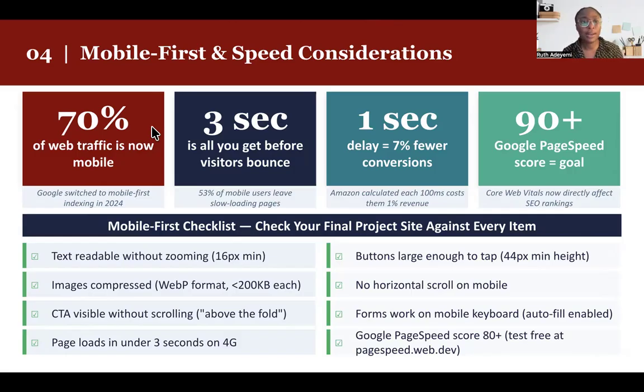Now, here are some statistics that I'd like to share with you. 70% of website traffic is now mobile, which means you want your website to be mobile friendly. 3 seconds is all you get before visitors bounce. If I can't load your website in 3 seconds, I'm not going to stay. I have other things that I need to do. 1 second delay equals 7% fewer conversions, and 90 plus Google page speed score is the goal. If your website speed score, according to Google page speed, is not 90 plus, you have work to do.